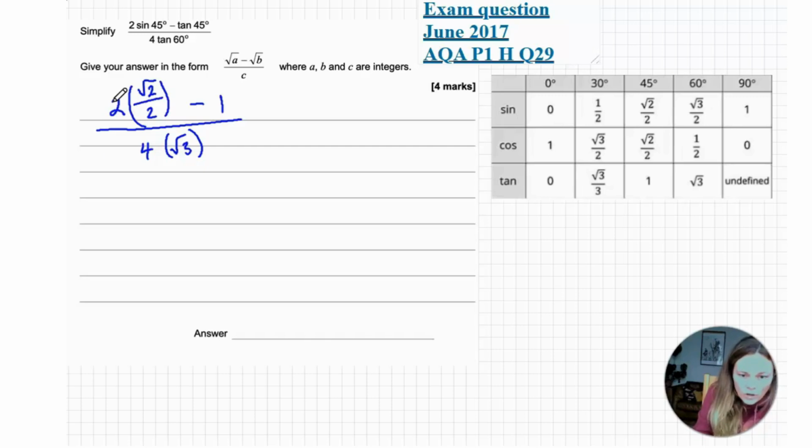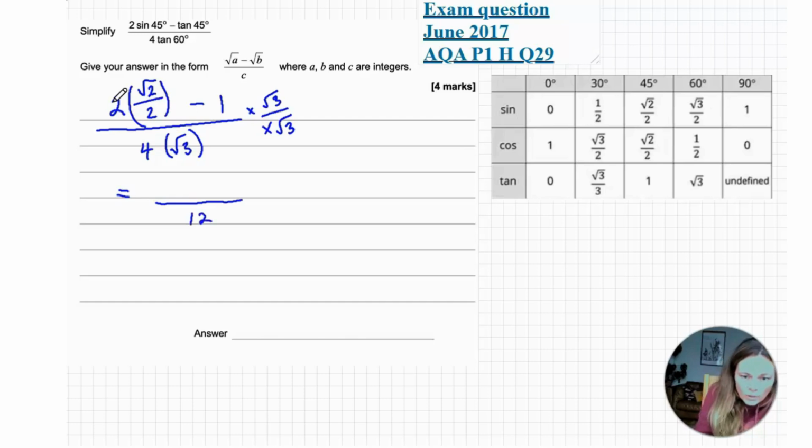Well, on the bottom here we've got a surd and we don't want that. So we're going to rationalise the denominator by multiplying both top and bottom by root 3. Because we can do that, that's just like multiplying by 1. So what we do then is we get rid of that surd on the bottom. So we've got now, next line, on the bottom, 4 times 3, because root 3 multiplied by root 3 just gives us 3. So we've actually got 12 on the bottom there.